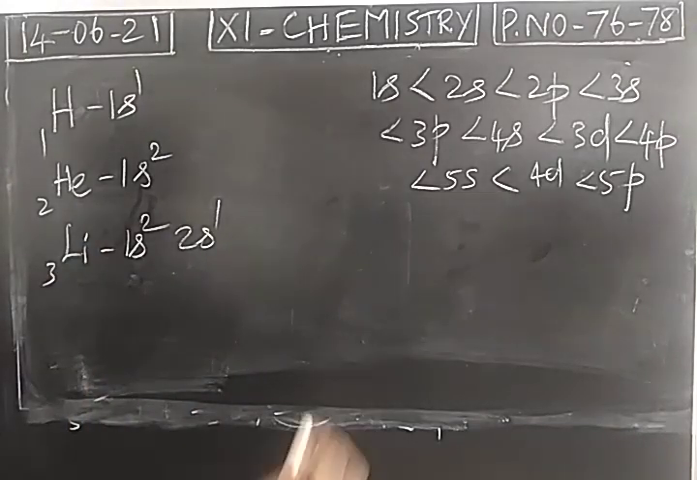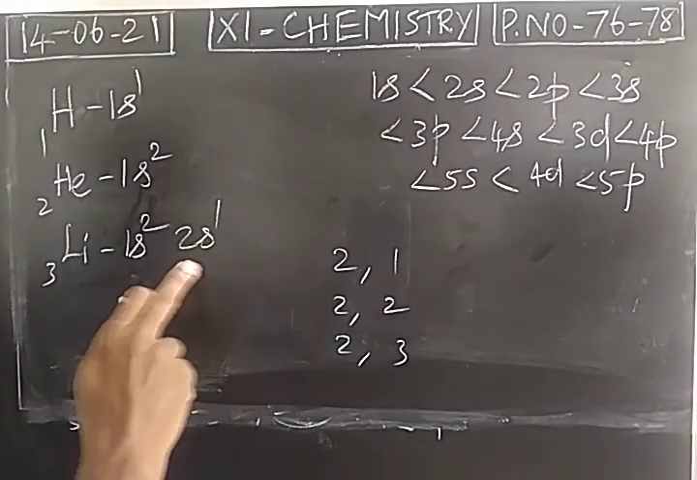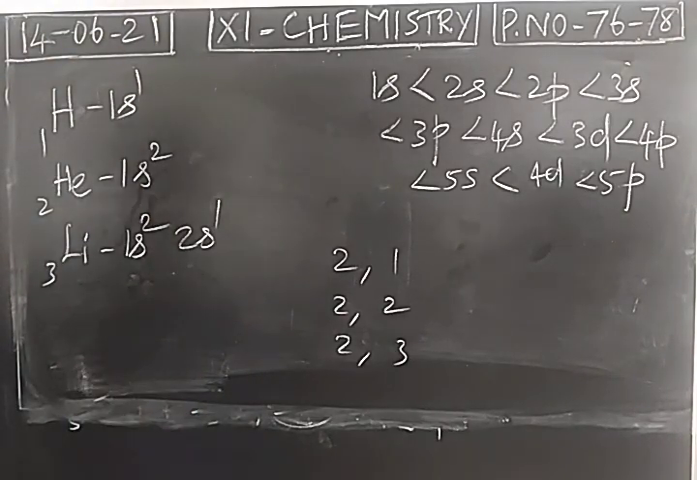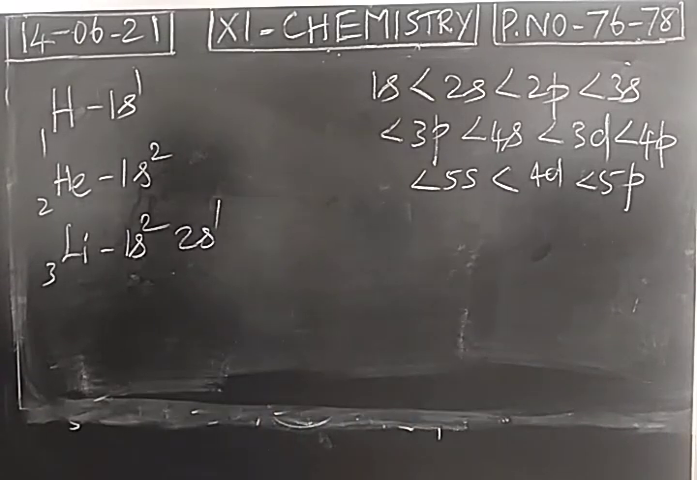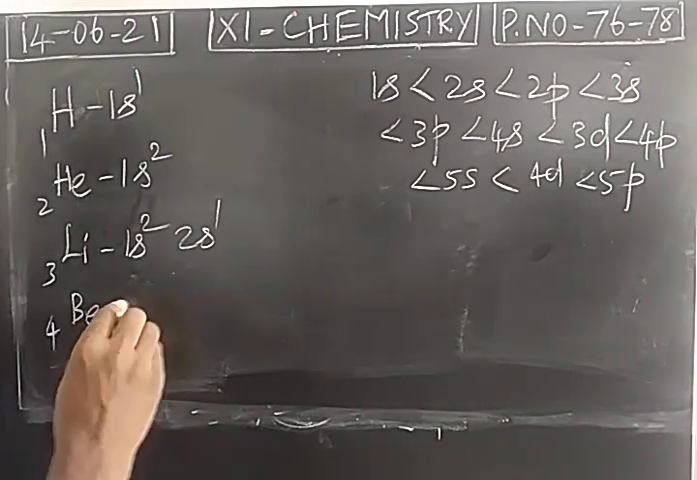So in lower classes, you study that 2, 1. For beryllium, 2, 2, boron, 2, 3. Like that you have studied. But in higher secondary, we have to mention the orbital also. How the electrons are placed in the orbitals also we have to write. So next element is beryllium, atomic number 4.